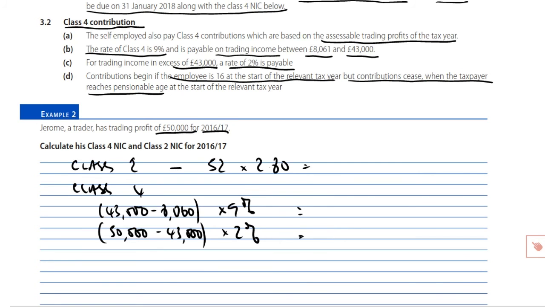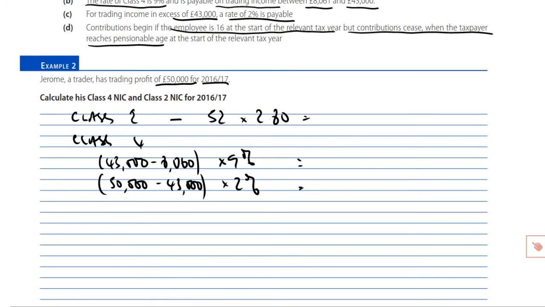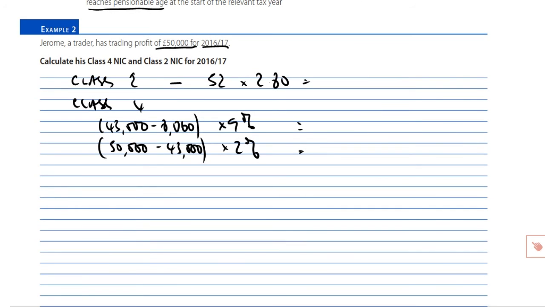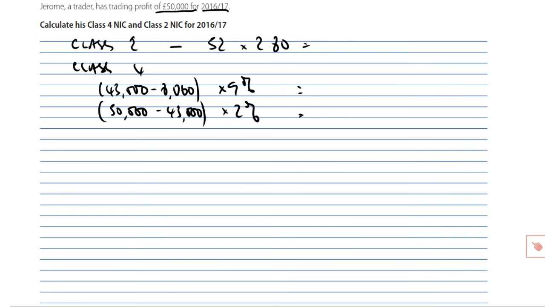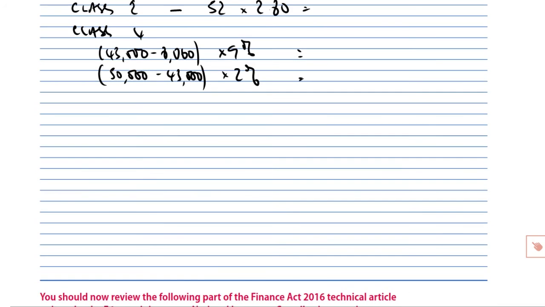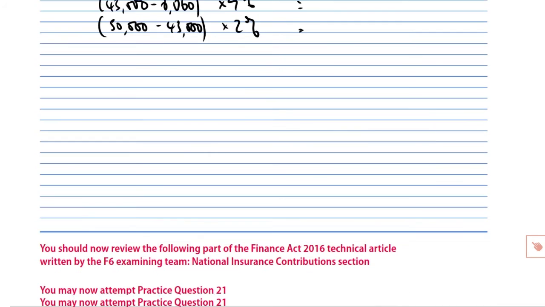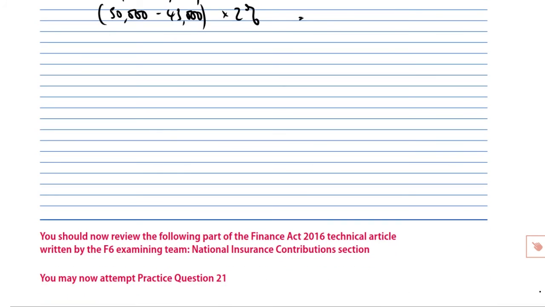Okay, so there, therefore, are national insurance contributions. As we said, what should be a quick and easy exercise, a quick and easy area for us to deal with. Again, the work for you to be able to do now, over and above what's in the course notes. You've got the Finance Act technical article, which will just, again, basically go through these are the rates, and here's a couple of examples to illustrate. And also you've got practice question 21 to have a go at as well.